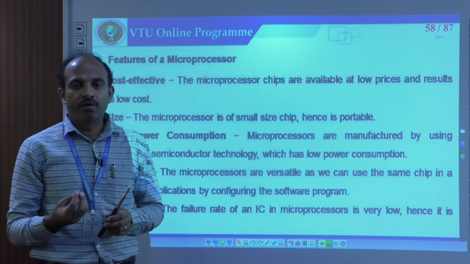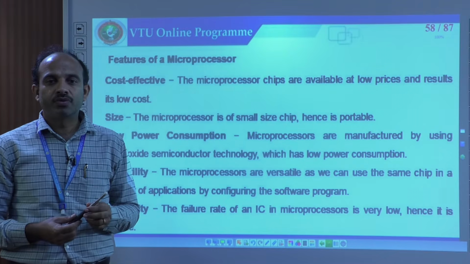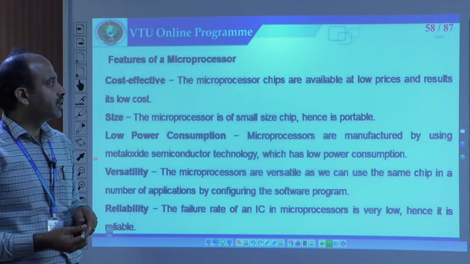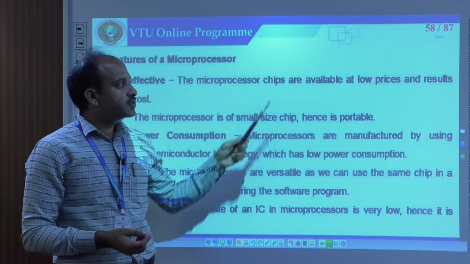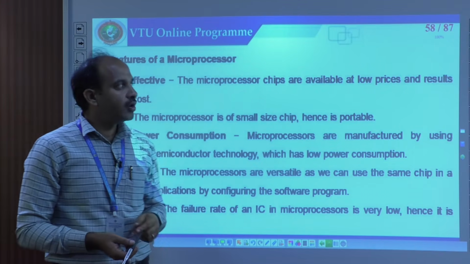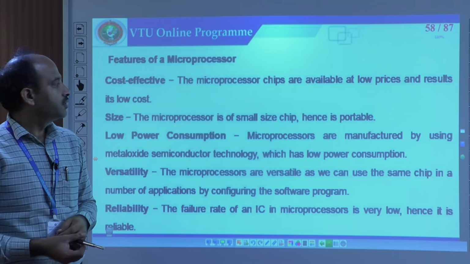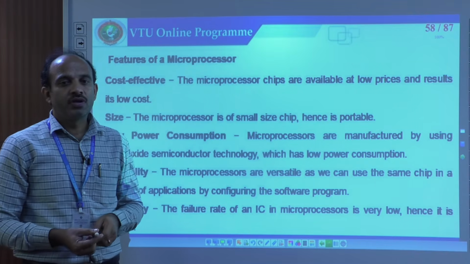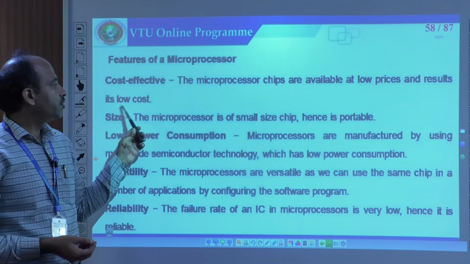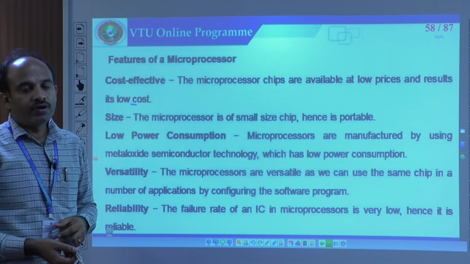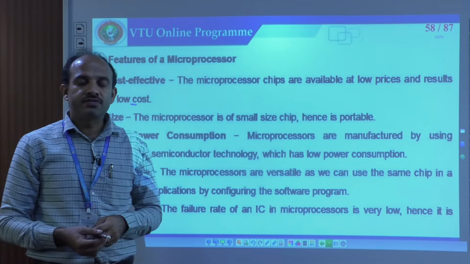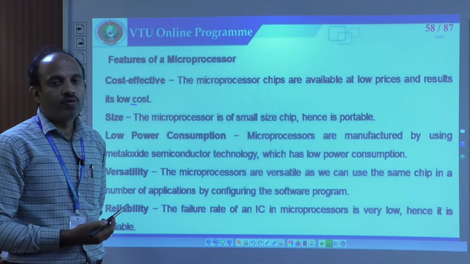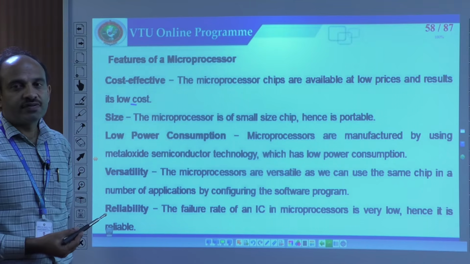Whenever we want to talk about microcomputers or minicomputers, cost also matters. So it's cost effective. How do you say it's cost effective? Because microprocessor chips are available at very low cost or low price. So obviously when your chips or microprocessors are available at less cost, even the whole system will be available at less cost. And when you talk about the size, it's a very small chip, hence it is portable, because the size is very small.